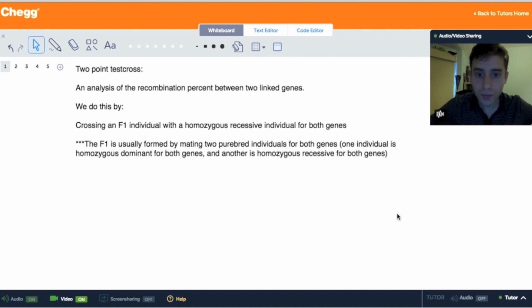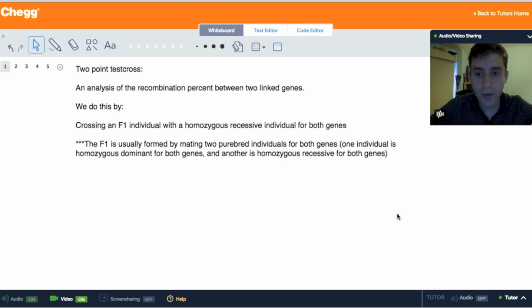So we do these two-point test crosses by crossing an F1 individual with a homozygous recessive individual for both genes. And we cross it with a homozygous recessive individual for both genes because, as we'll see, we can kind of neglect that entire genotype because that individual can only have one type of gamete, so we don't have to worry about it.